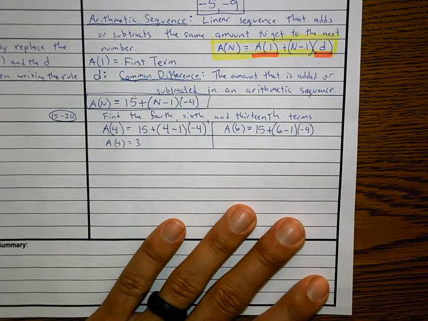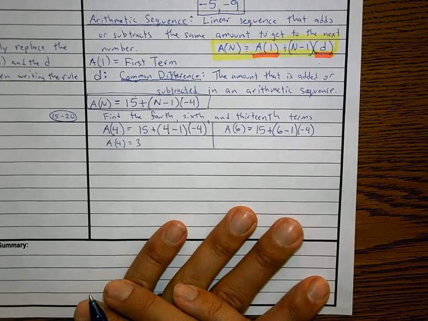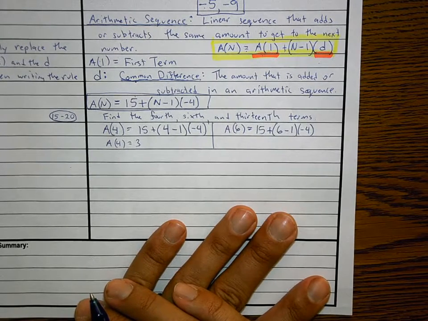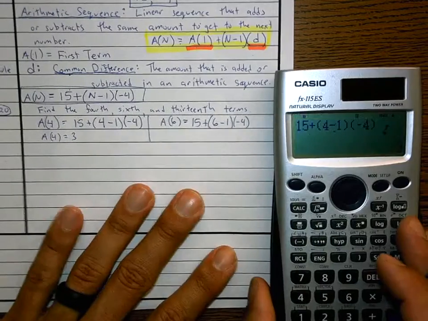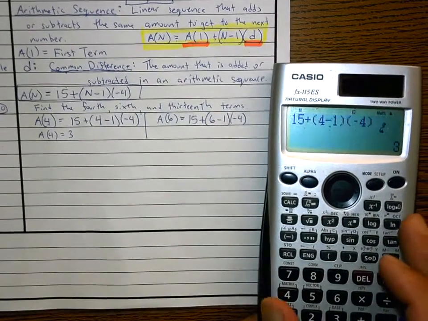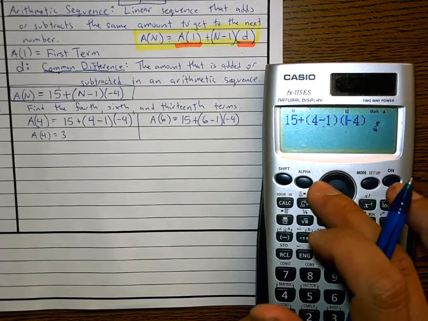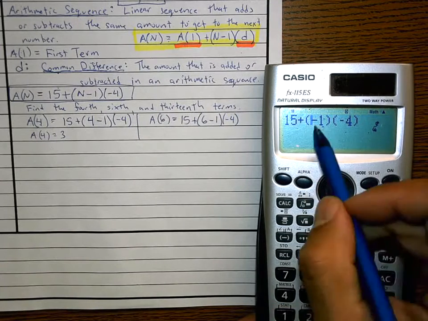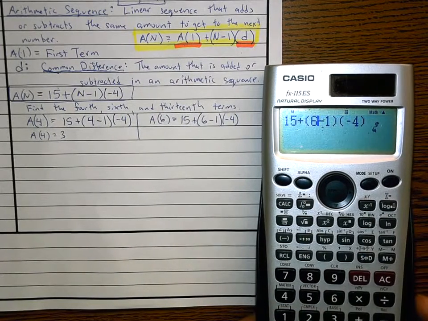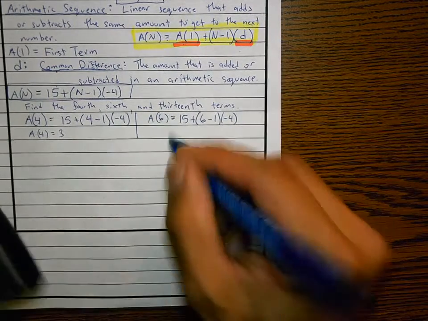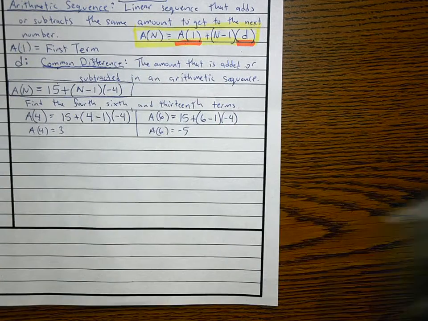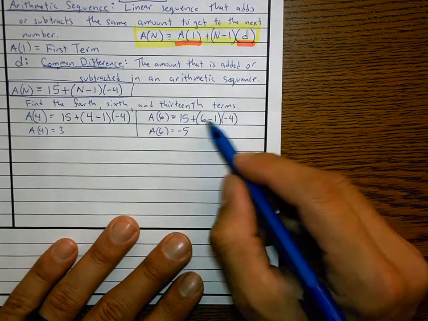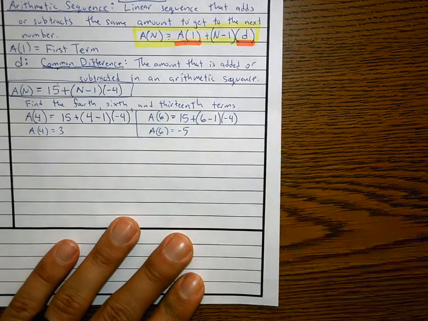Do you want me to use the calculator, or do you want to do this in your head? If you are a calculator person, since you've already had this typed in here, you can just go over and delete the 4 and put in 6. Five times that's negative 20. Negative 20 and 15 is negative 5. That works.